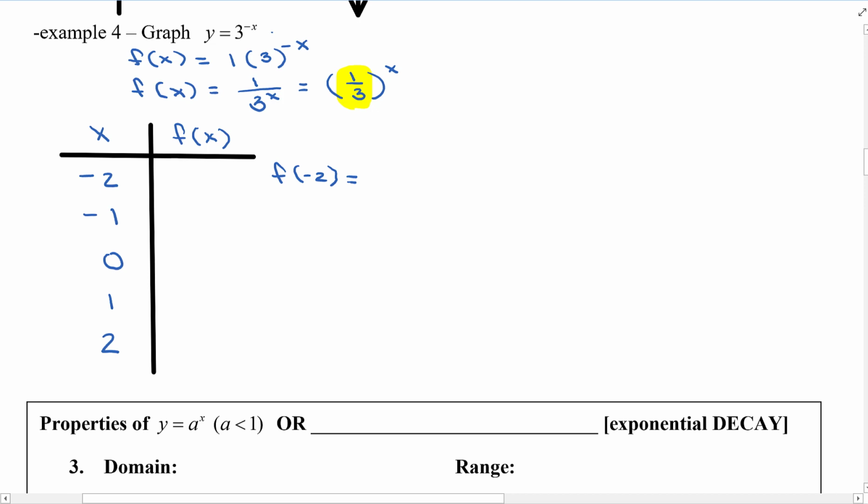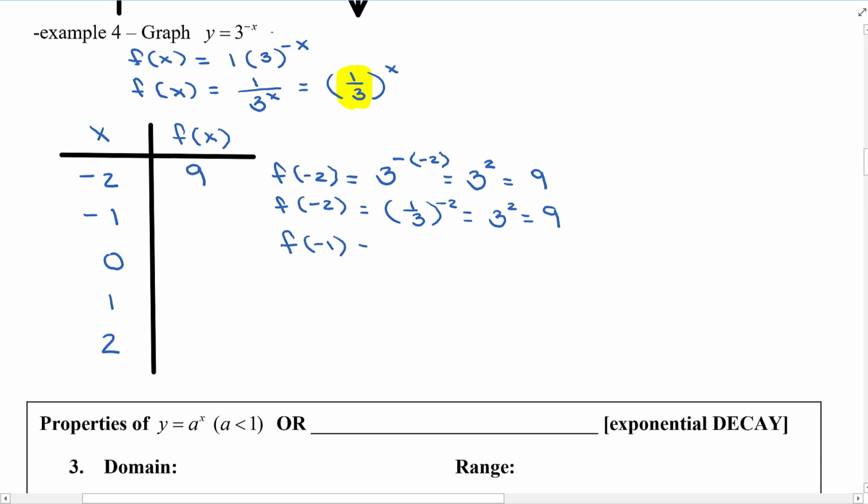F of -2 is equal to 3 raised to the negative times -2 power. Another way to evaluate f of -2 would be this way. F of -2 is equal to, open up a set of parentheses, 1/3, close the parentheses, raised to the -2 power, which is equal to 3 squared, which equals 9. So we have the ordered pair -2, 9.